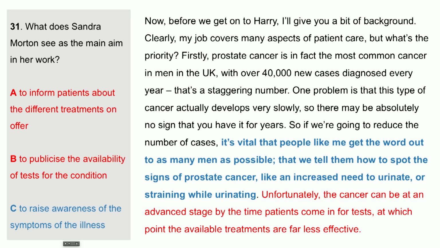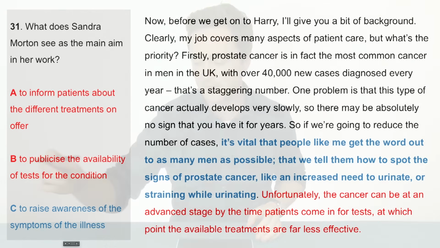Now have a look at the red text here. A says to inform patients about the different treatments, and B says to publicize the availability of tests. It says, unfortunately, the cancer can be at an advanced stage by the time patients come in for tests, at which point the available treatments are far less effective. So what's going on there is they are using keywords from those other two answer options, but they're wrong. So C was correct, the other ones were mentioned, but they were contradictory or just not right there. They weren't the right answer.